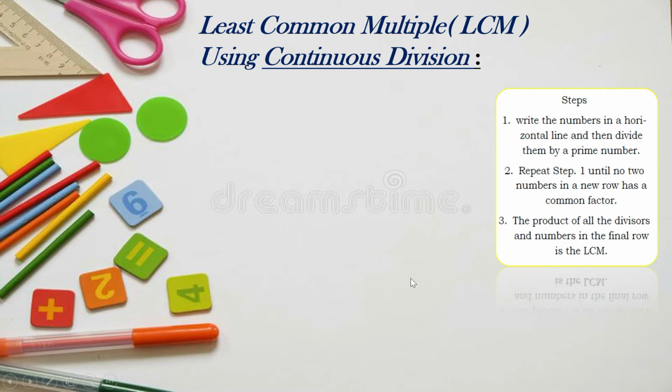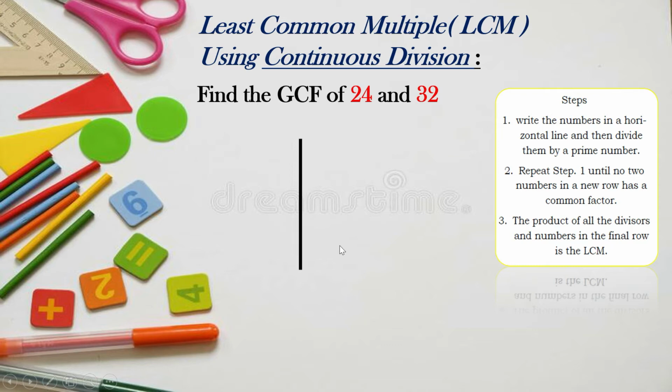So, let us have a vertical line. We are going to use 24 and 32 again. We have a vertical line and a horizontal line. Put 24 in this part and 32 here. Again, it is the same process as the GCF. We think of a divisor or a prime number that can divide both 24 and 32. I always say to use the prime number 2 to make dividing easier. So, let us use 2 as the divisor again.